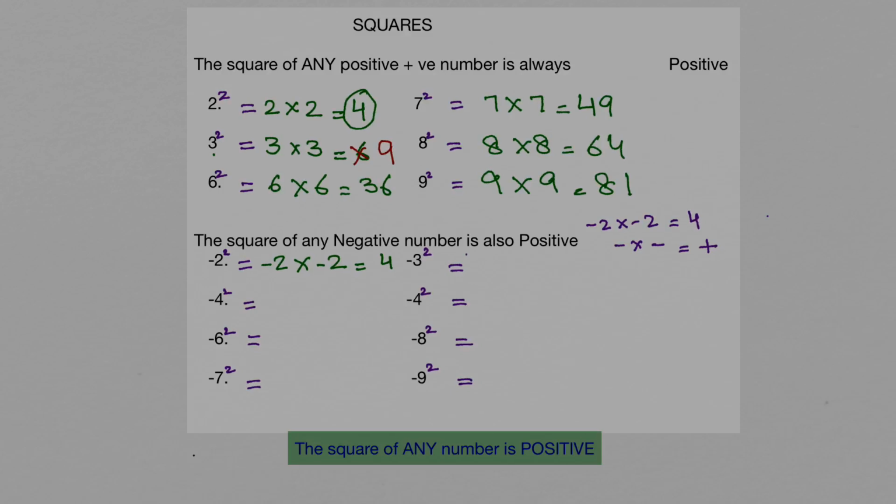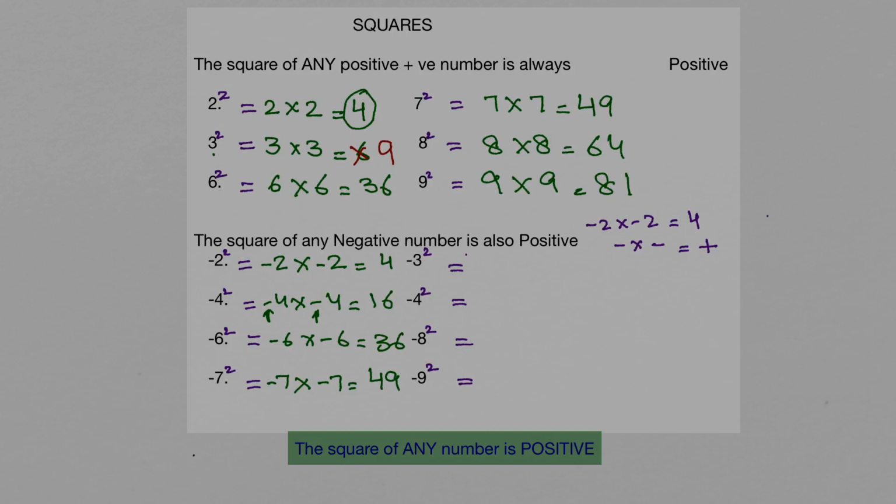Minus 4 squared, similarly, we're going to do it: minus 4 times minus 4 gives us 16, because, as mentioned in the rules, minus times minus is plus, so that's why this minus will disappear in the answer. Again, the next one, minus 6 squared would be minus 6 times minus 6 gives 36. Minus 7 squared would be minus 7 times minus 7, which is 49 positive.